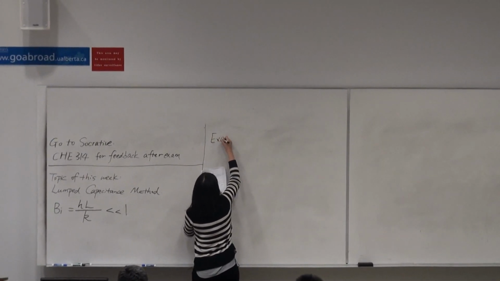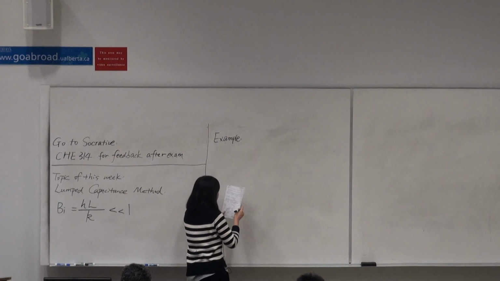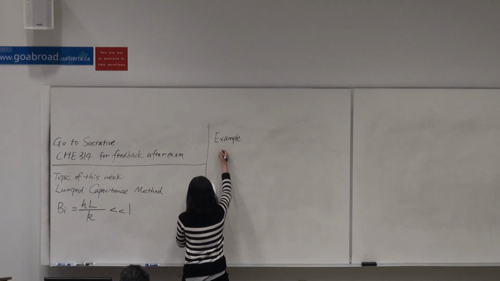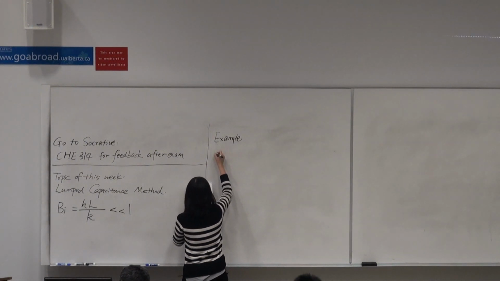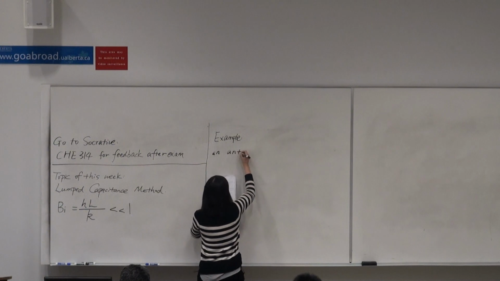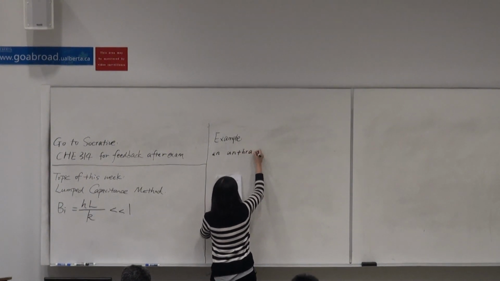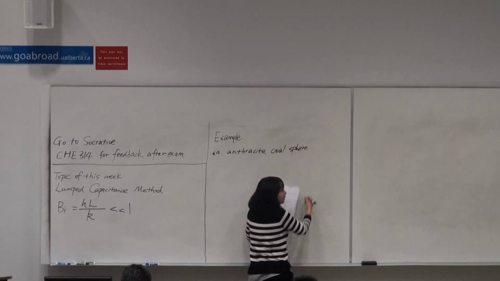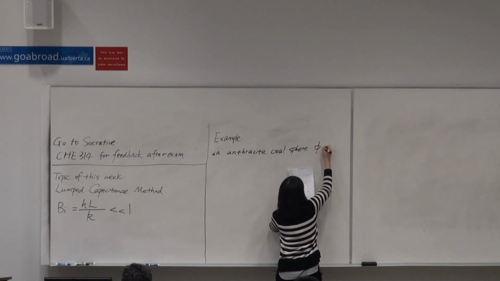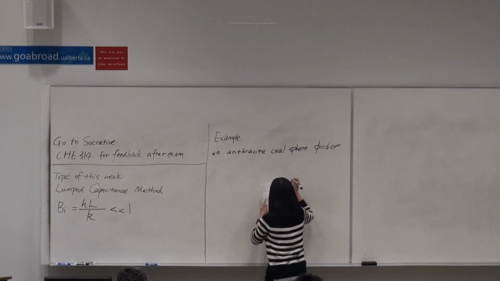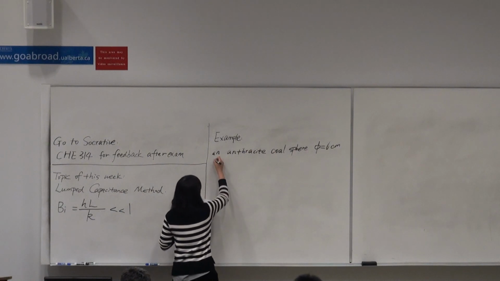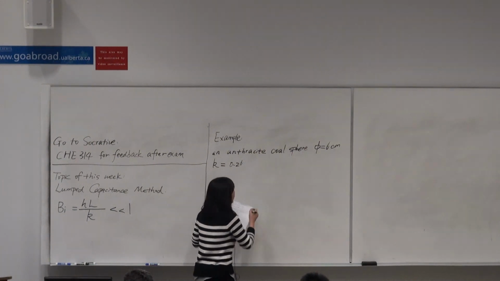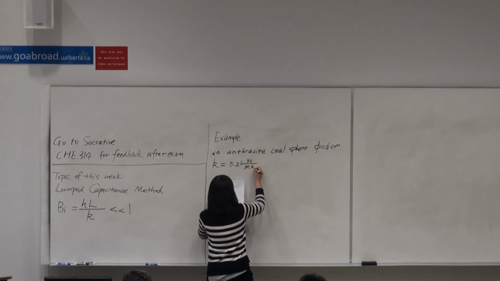Let's consider a sphere, but instead of copper, it's made of coal now. Let's say an anthracite coal sphere has the same diameter as our copper example, which is 6 centimeters, but with a much smaller thermal conductivity, which is 0.26 watt per meter Kelvin.